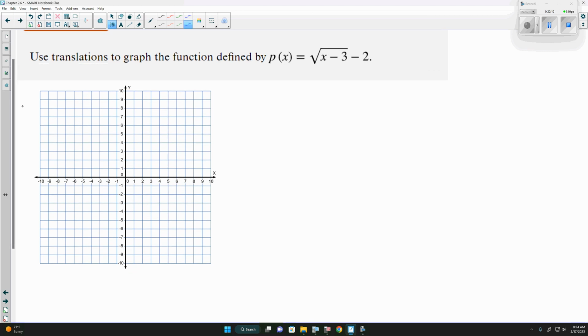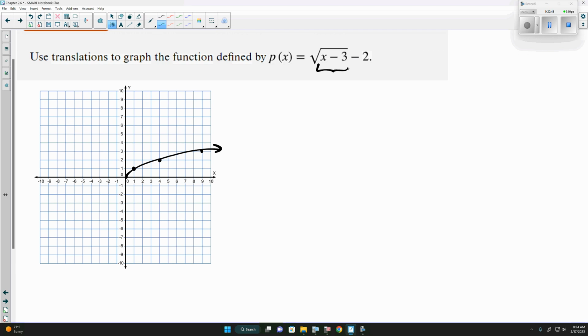Use the translation to graph the function. Now, this here is the parent function. This is the square root of x function. And if we wanted to deal with the transformations of it, we look at the function. Now, what's inside the parentheses on the last one moved it left or right. What's inside the square root for the square root functions moves it to the left or to the right.